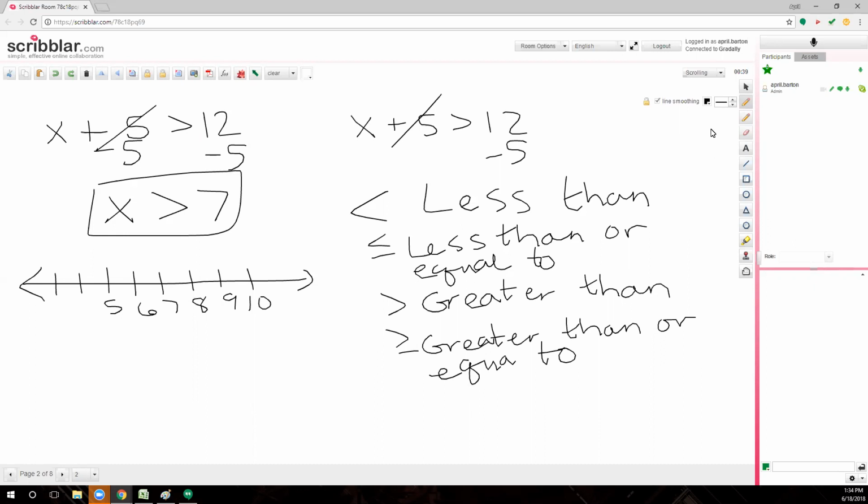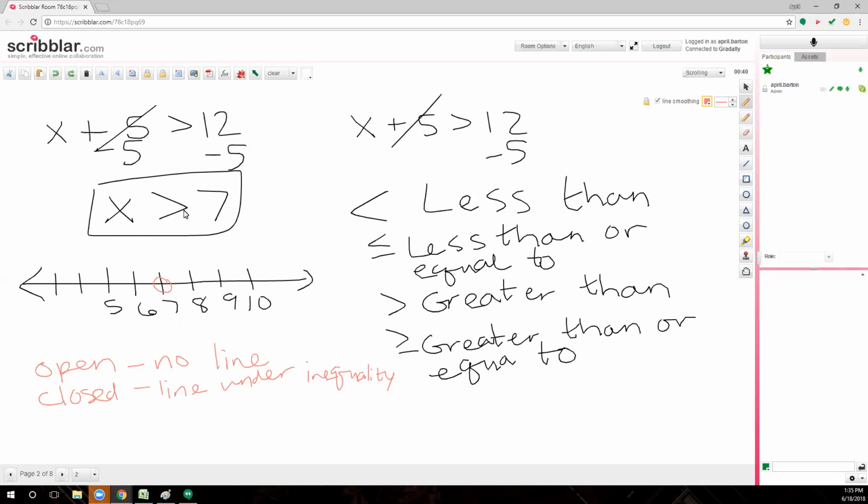So greater than means we don't actually include the number 7. 7 is not included. When there's no line underneath, that means we use an open circle at that number. So open circle, you have no line under the symbol. Closed would mean actually include that number, and that means we do have a line under the inequality. So right now we have an open circle because there is no line on this symbol.